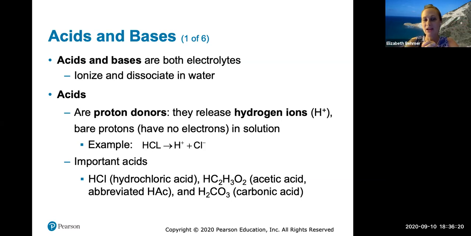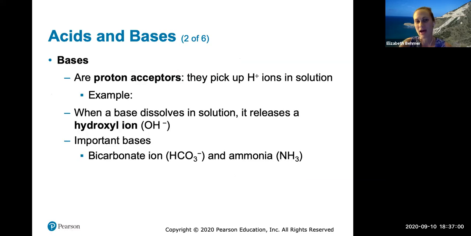We call acids proton donors, and that just means they release hydrogen ions. An example is hydrochloric acid, the strongest acid. It will dissociate into hydrogen and chloride ions. So any molecule that can release or give up hydrogen ions is called a proton donor. And these are important acids in the body. Hydrochloric acid is important in your stomach for dissolving things. Acetic acid and carbonic acid are proton donors too, they give up their hydrogen ions.